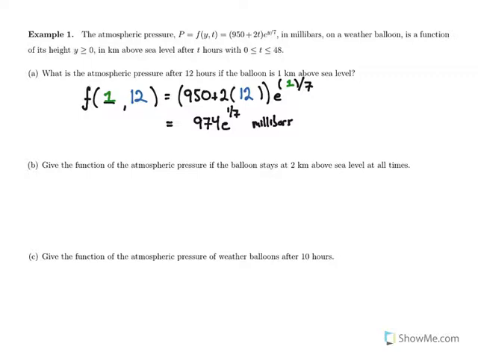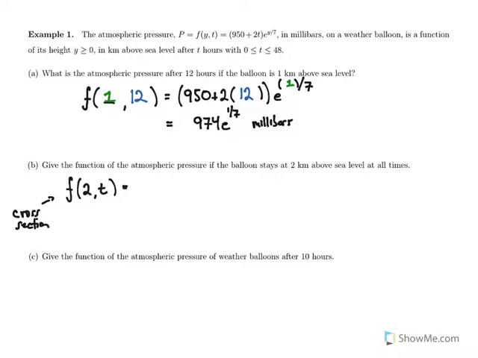So now let's give the function of the atmospheric pressure if the balloon stays at 2 kilometers above sea level at all times. This is another way of saying, let's look at a cross section of f of 2, t. And again, we call this a cross section. This is a function of one variable, and this is going to give us some more information, something that we're more used to looking at than this big function.